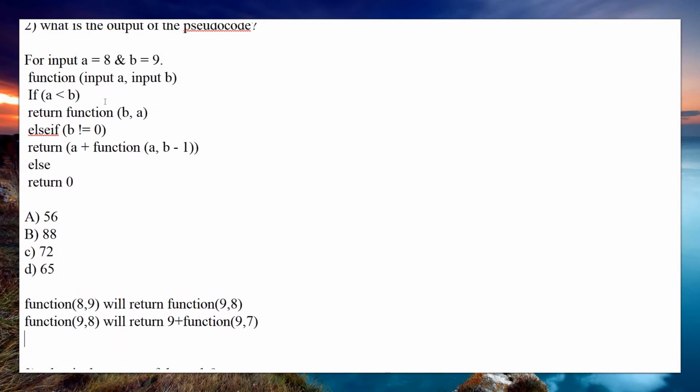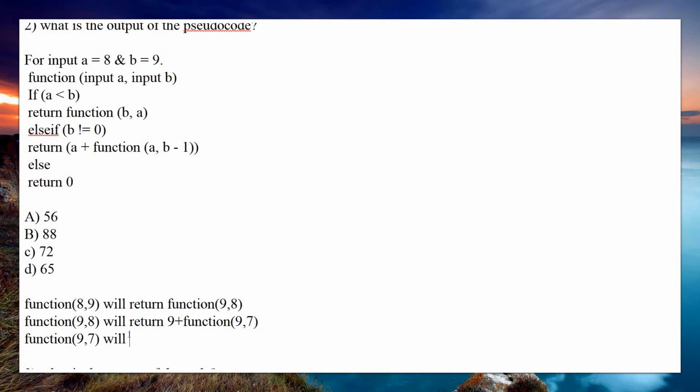So again it will call the function. We will call this function because it's a recursion function. So we will call this, that is 9 comma 7. Function of 9 comma 7. Again A will be 9, B will be 7. 9 is less than 7, condition is false. Whether B is not equal to 0, B is nothing but 7, whether 7 is not equal to 0, condition is true.